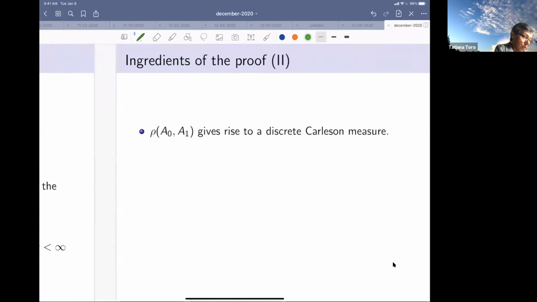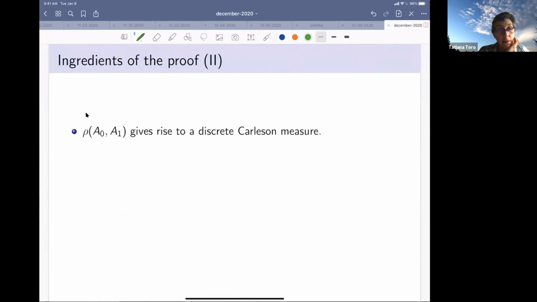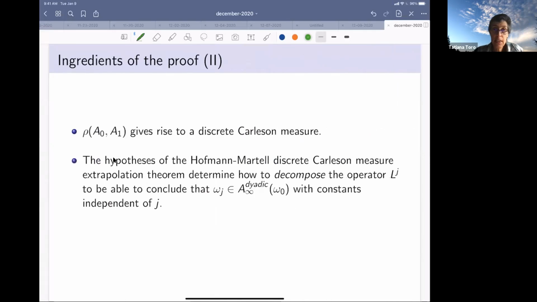So this distance gives rise to a discrete Carlson measure. So what does it mean? We build these, the boundaries are nice enough, and we do have, using what's a discrete Carlson measure, a Carlson measure roughly on cubes inside and cubes at the boundary. Okay, there are nice dyadic cubes in here, and then there is a big theorem of Hofmann and Martell.